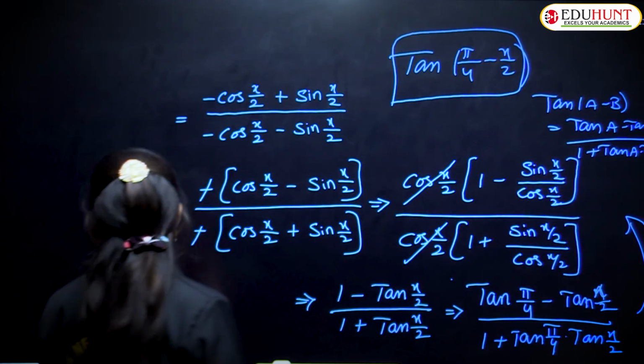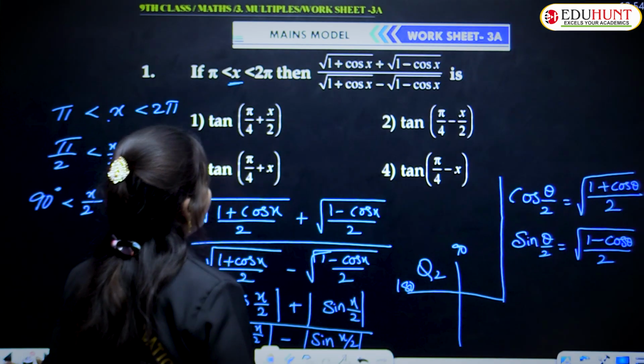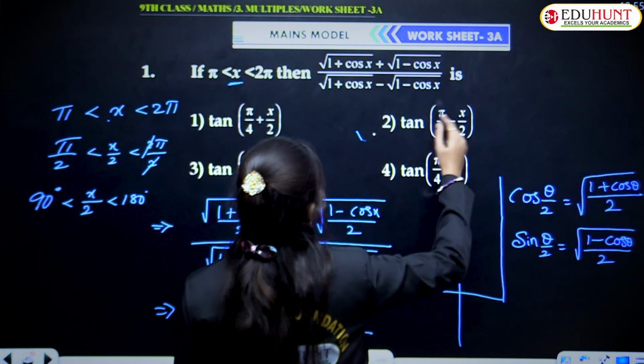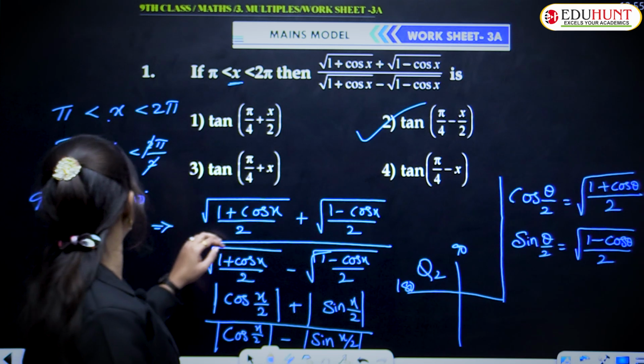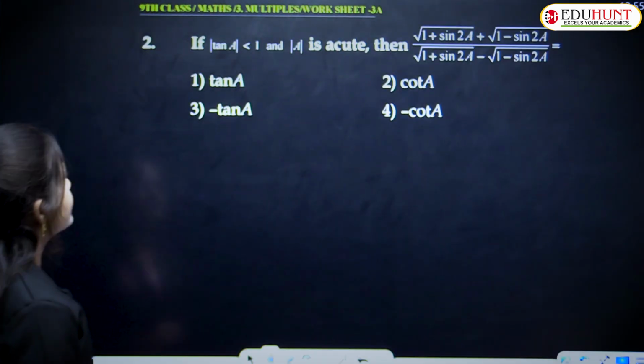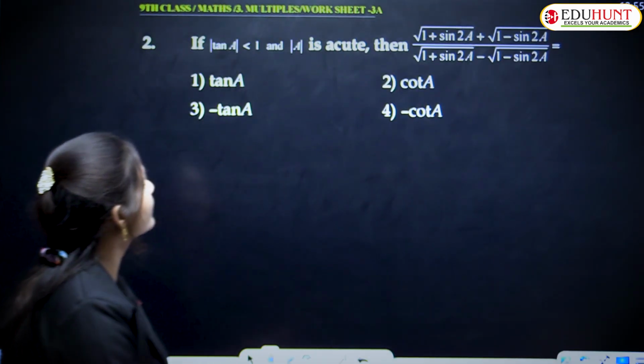Okay, so which option is correct? Tan pi by 4 minus x by 2. So option 2 is correct here. Okay, so let us see the next question. Yes, second question, see here.